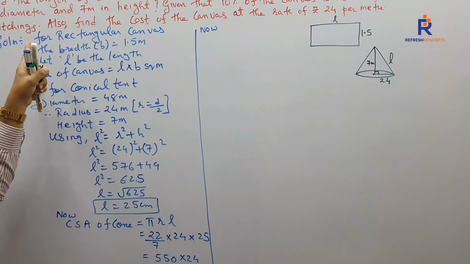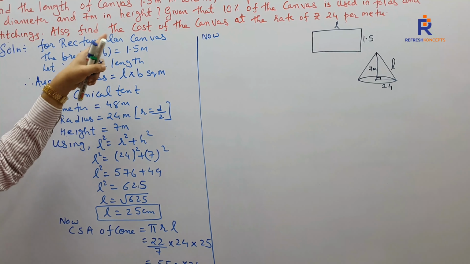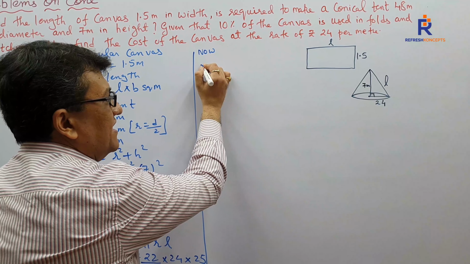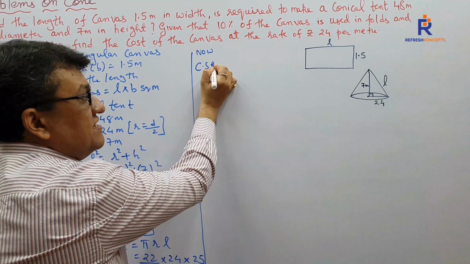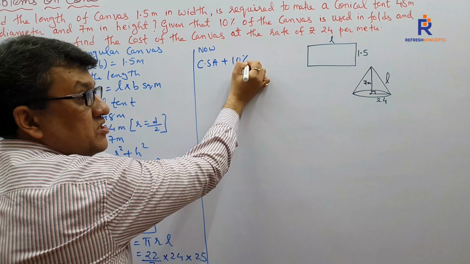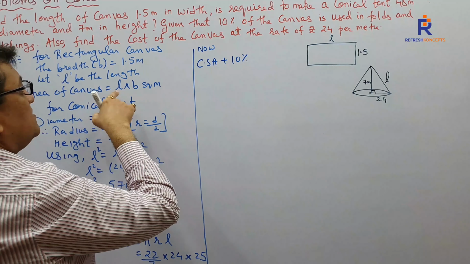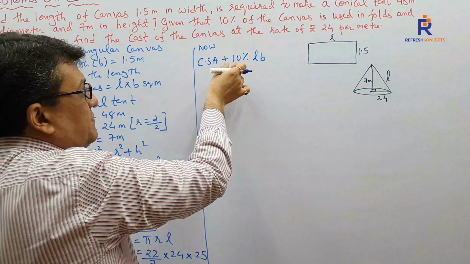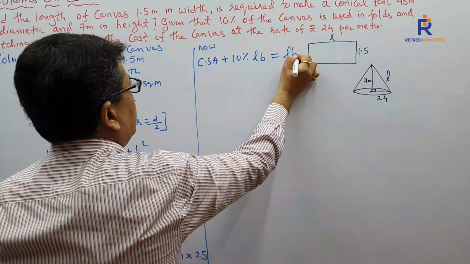10% of what? 10% of what? Canvas. Can I say curved surface area plus 10% of canvas, and 10% of canvas is LB. When I club them together, finally what I get is nothing but LB.